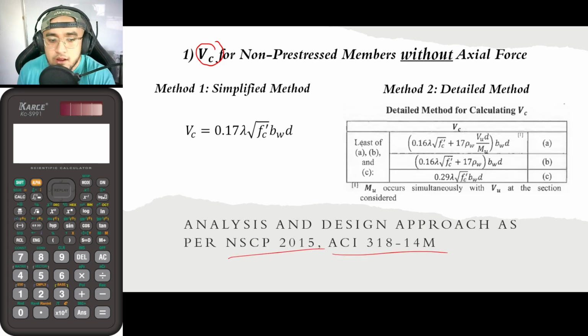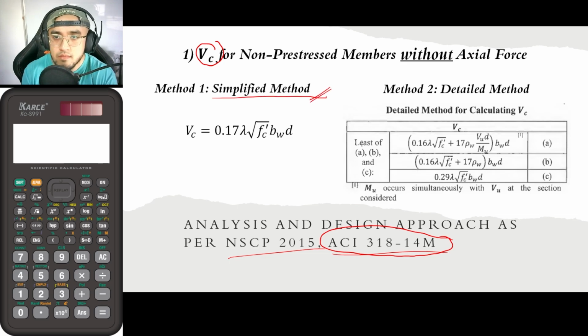Again, disclaimer: in this video, we are only particular with this code. In the latter codes, these formulas were actually updated. But anyway, since you will still be using these formulas in your board exam soon, ituturo po natin yun. According to ACI 318-14M, we have two methods, namely simplified method and detailed method. And from that, guys, as you can see, mas mahirap po yung detailed method.